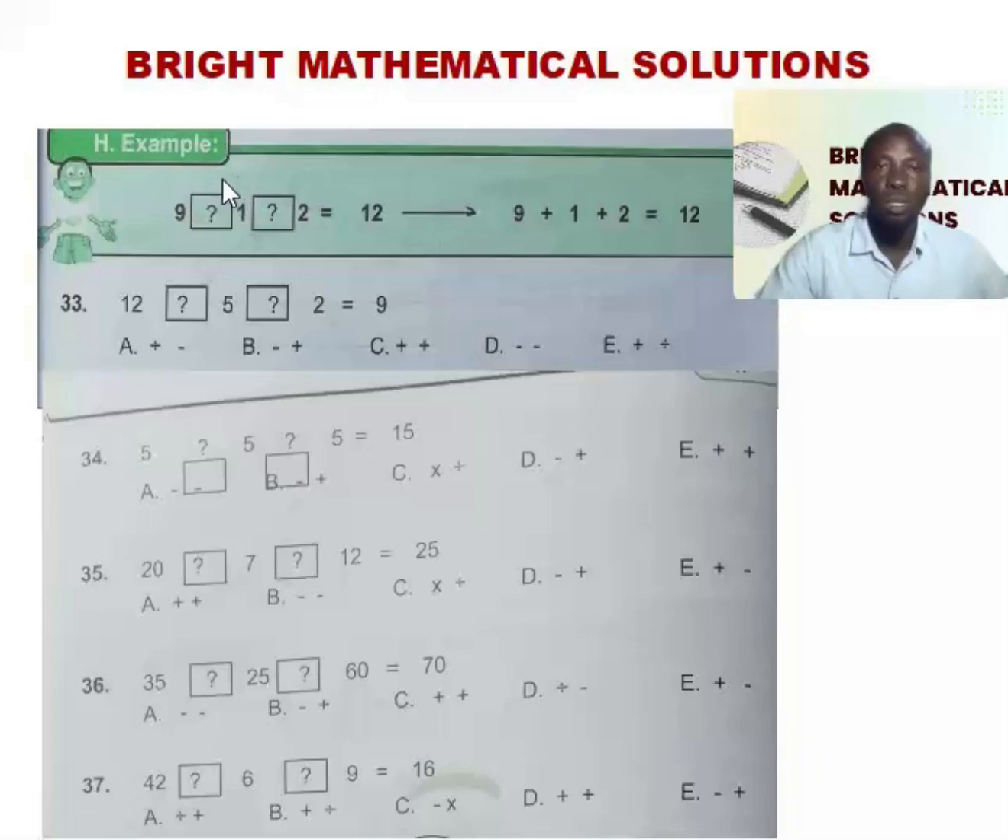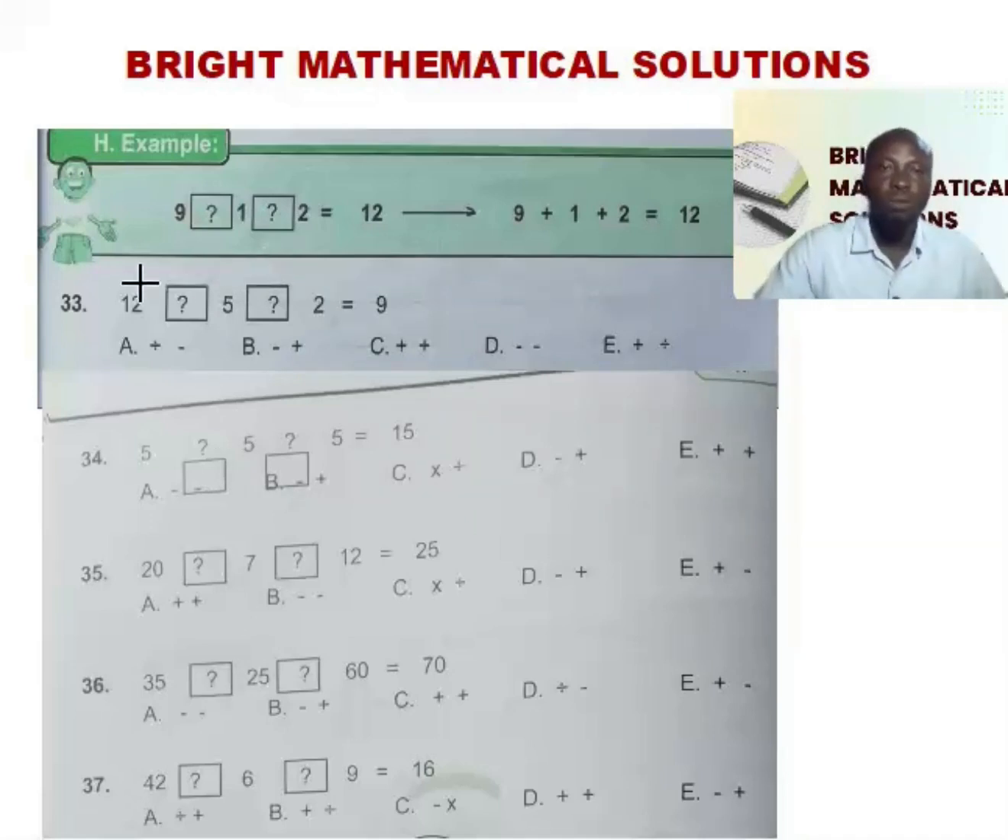Steps to Quantitative Reasoning. And we have an example here that will lead us to solving the exercises that were given. We have 9, unknown, plus unknown 1, unknown 2 equals 12. So now say this implies 9 plus 1 plus 2 equals 12. So what is missing are the signs. So we have to find the signs that are missing in these questions.